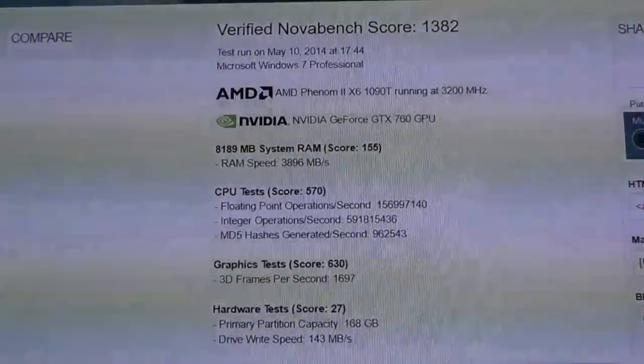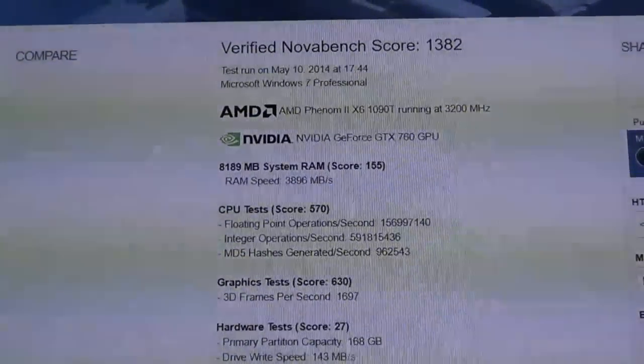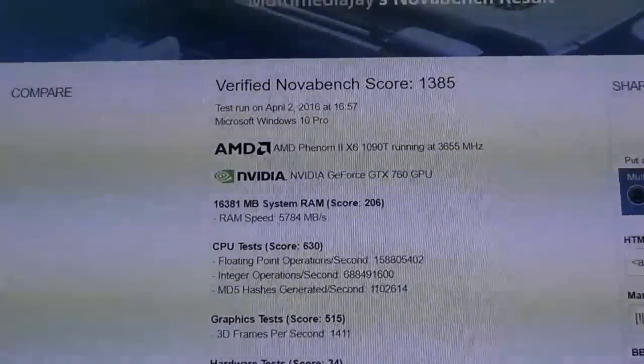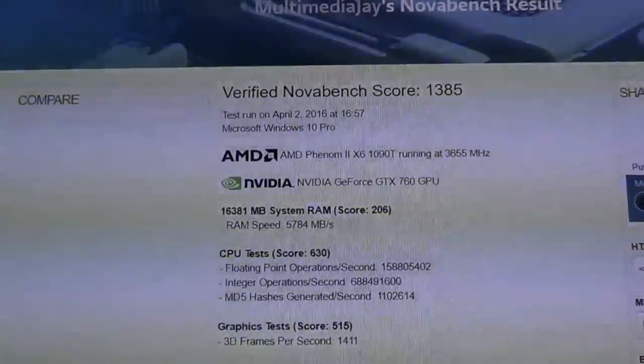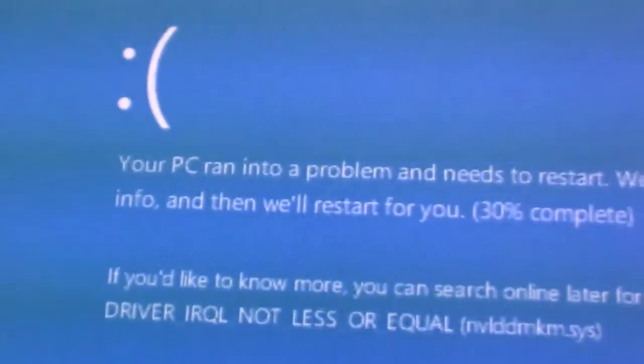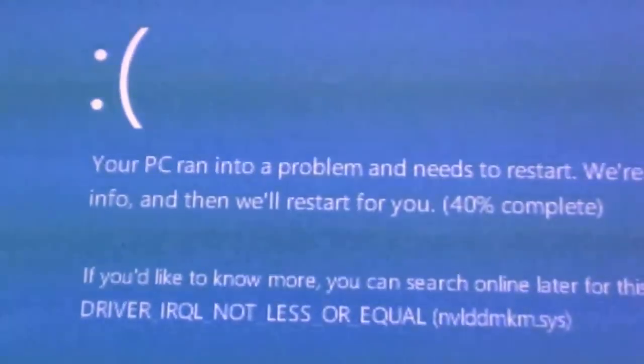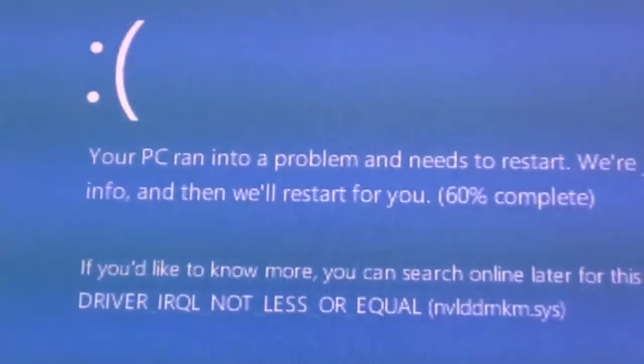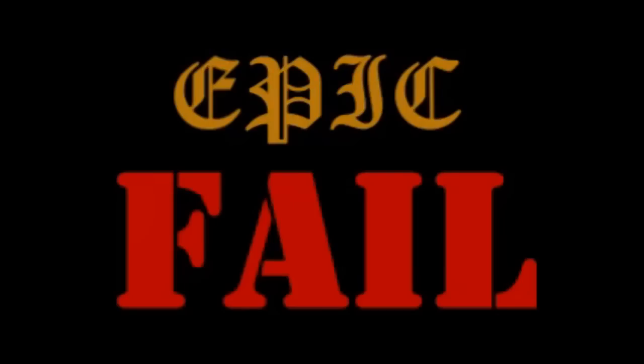But that's just NovaBench. That's just a little 800 by 600 piece of junk sequence. Let's try some of the heavier benchmarks and see if everything blue screens. Crash! It couldn't even start running Monster Hunter. Let's turn down that FSB frequency. Epic fail.